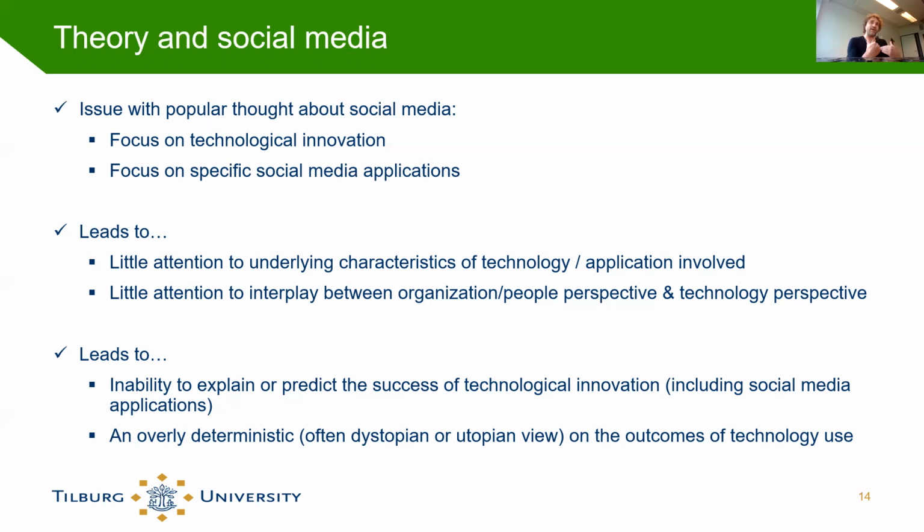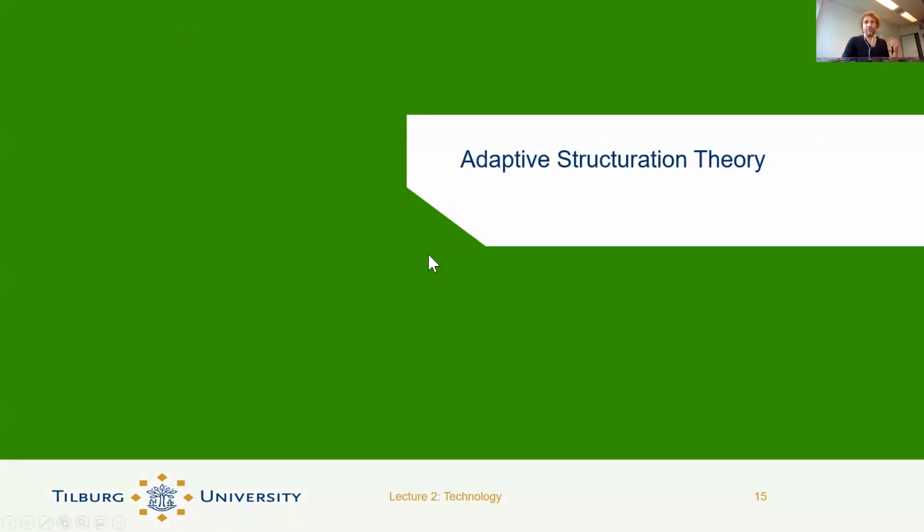And you can only do that when you think of technology not as a deterministic application, but in terms of technology having certain characteristics, and those characteristics are kind of fluid. So if you focus on technology, focus on specific applications, you will have little attention to characteristics and interplay, which leads to the inability to explain or predict the success of technological innovation, and mostly leads to a deterministic view of the use of technology. But in order to counter that, we have adaptive structuration and affordances of technology, and we will discuss that next week on Monday.